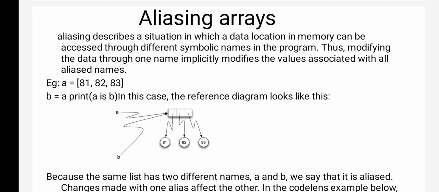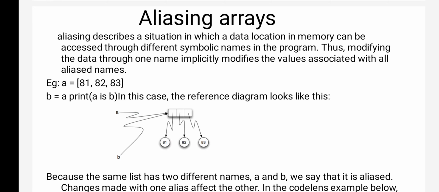That is called an alias. For example, for some people, one is the original name and the second one is the nickname, but the person is the same. Here also A is the original name, and B is an alias, a new name. But the elements and memory locations that the variables are using will be the same. See the definition: aliasing describes a situation in which a data location in memory can be accessed through different symbolic names. So the same memory location is accessed by two variables; that is called an alias.